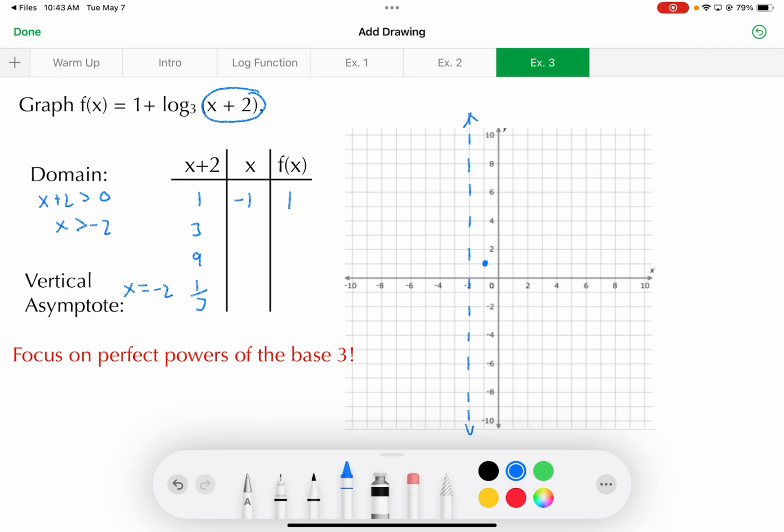What should x be so that x plus 2 is 3? Positive 1. So 1 plus 2 is 3. Log base 3 of 3 would be 1. 1 plus the 1 out in front would be 2. So (1, 2). Oops, that's (1, 2), not (0, 2). What number plus 2 is 9? 7. That'll give me log base 3 of 9, which is 2. 2 plus 1 gives me 3. So (7, 3).